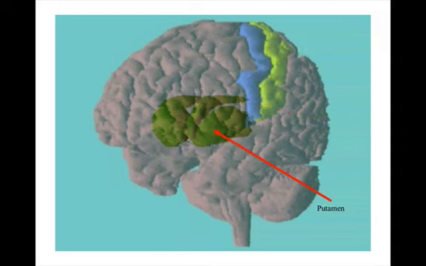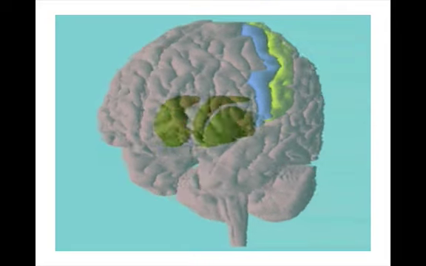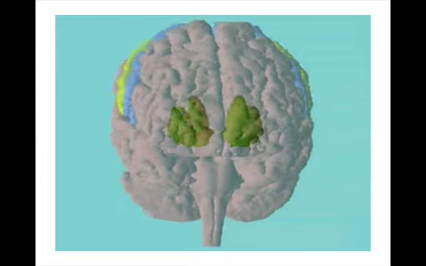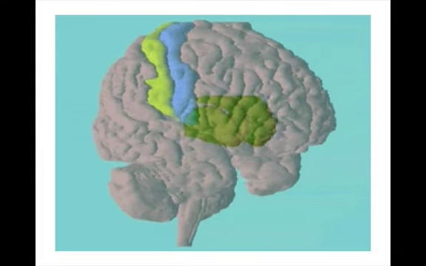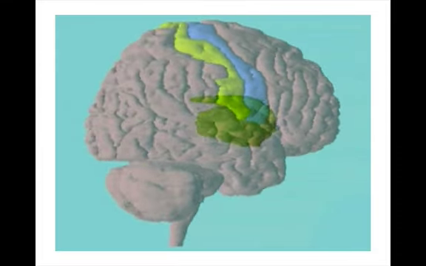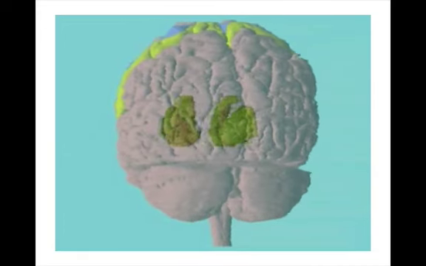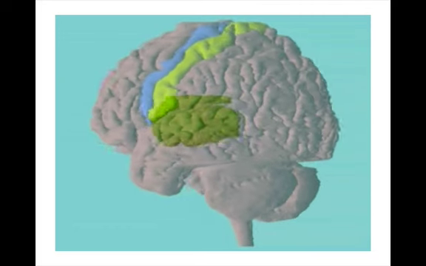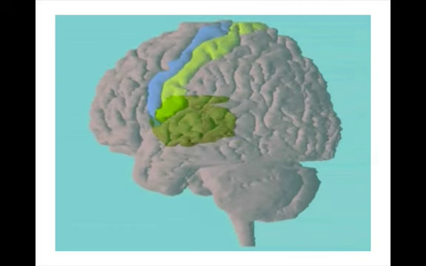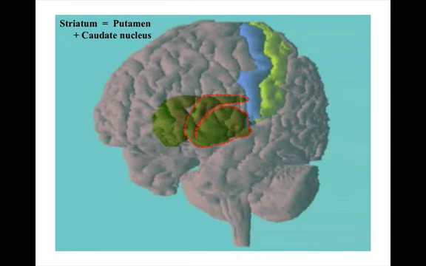There's also another structure right next to it called the putamen. And again, the arrow indicates the left hemisphere version. The caudate nucleus and putamen are very similar in terms of the neurons they contain and the way their neurons are organized and connected with other structures. The two together are generally called the striatum.